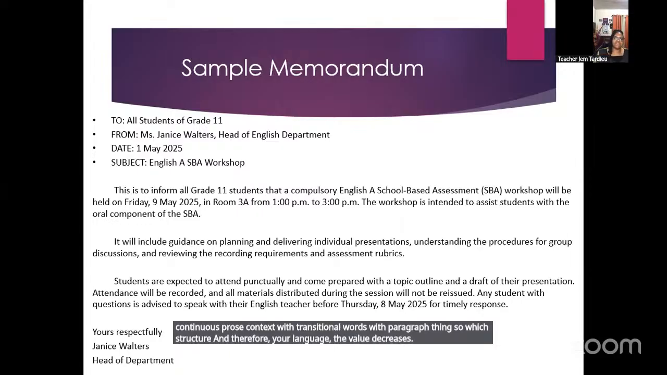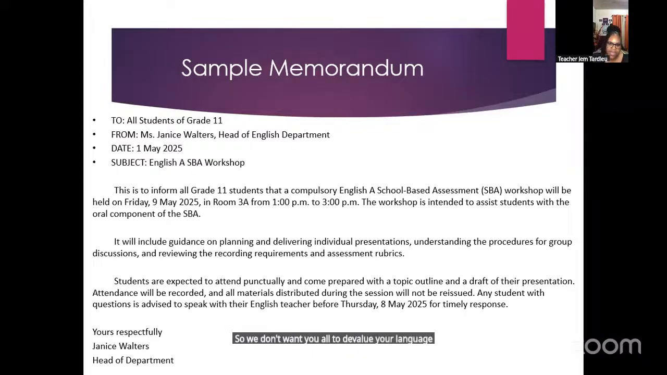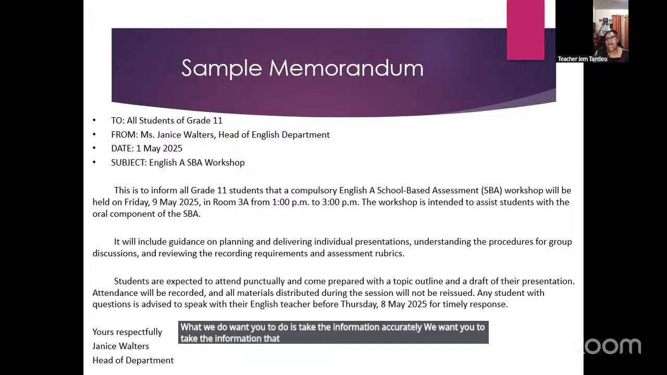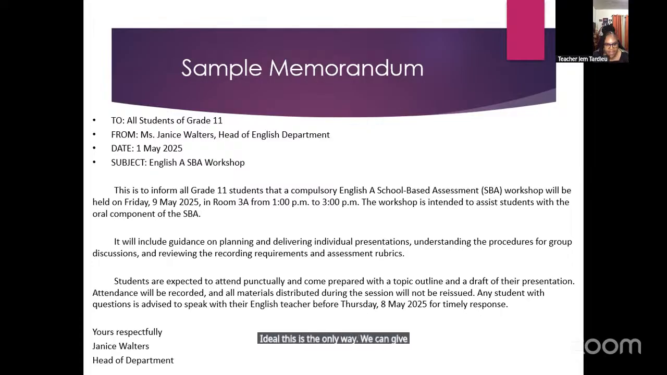So we don't want you all to devalue your language by copy and pasting. What we do want you to do is take the information accurately. We want you to take the information that is relevant and reassign it, I should say, in your writing, however you feel comfortable writing it. Again, I said there's no perfect ideal. This is the only way. We can give you templates, but there is no ideal. Every child is on its own merit. As a CXC marker, we look at each child on their own merit of what they present before us.